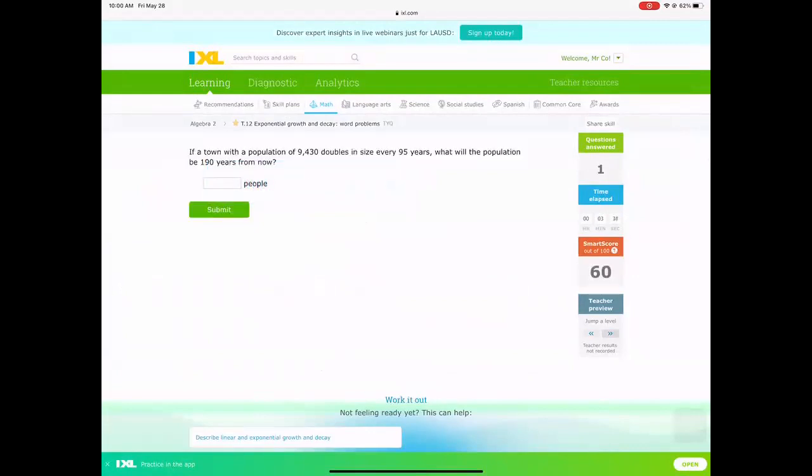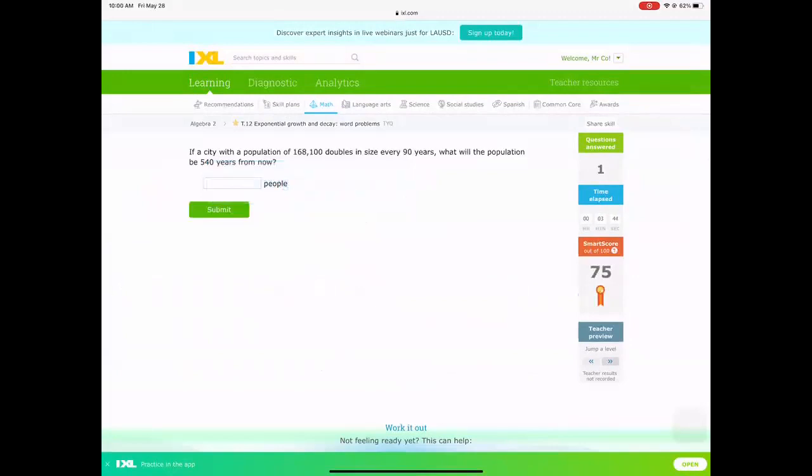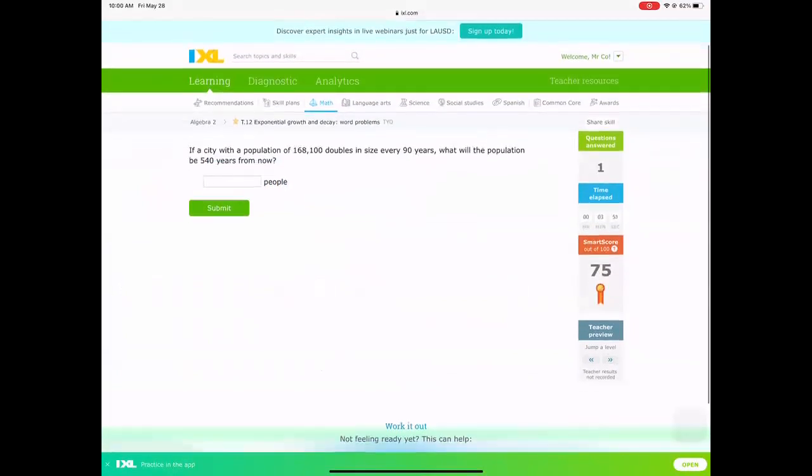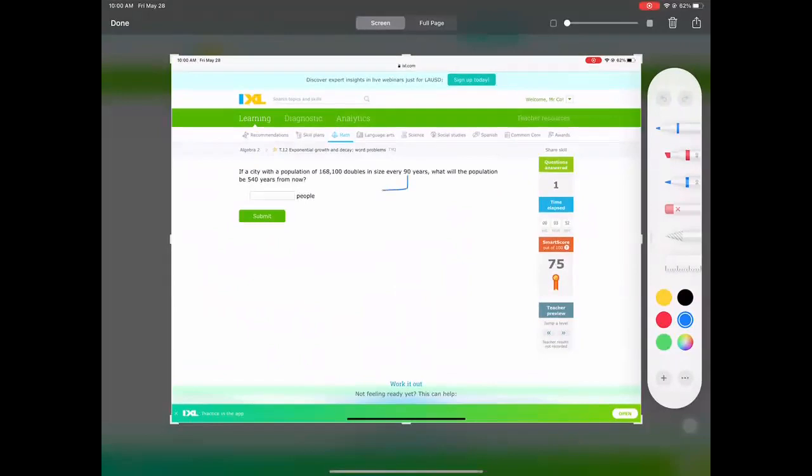Now, what happens if it doesn't fit nicely? In this case, this is still going to fit nicely. A lot of these problems are going to fit nicely. So how do we get from 90 here? Let's do this one, might as well. This is an easy one again. What happens when we get 90 to 540?